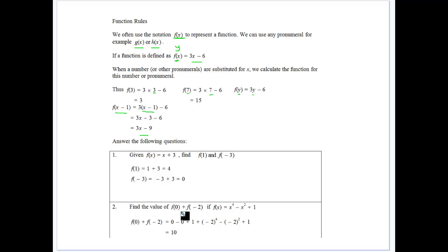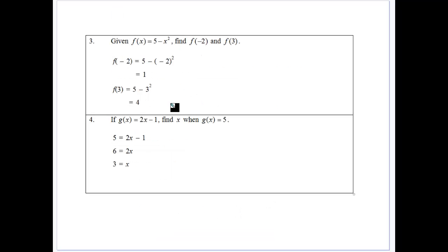Find the value of the function of 0 plus the function of minus 2 if the function of x is x to the power of 4 minus x squared plus 1. So the function of 0, so there's the substitute of 0. So 0 to the power of 4 minus 0 squared, well that doesn't change, plus 1. Plus the function of minus 2. So we substitute minus 2 to the power of 4, minus minus 2 to the power of 2, plus 1. Again, be careful with your signs, and that will calculate to give us 10.